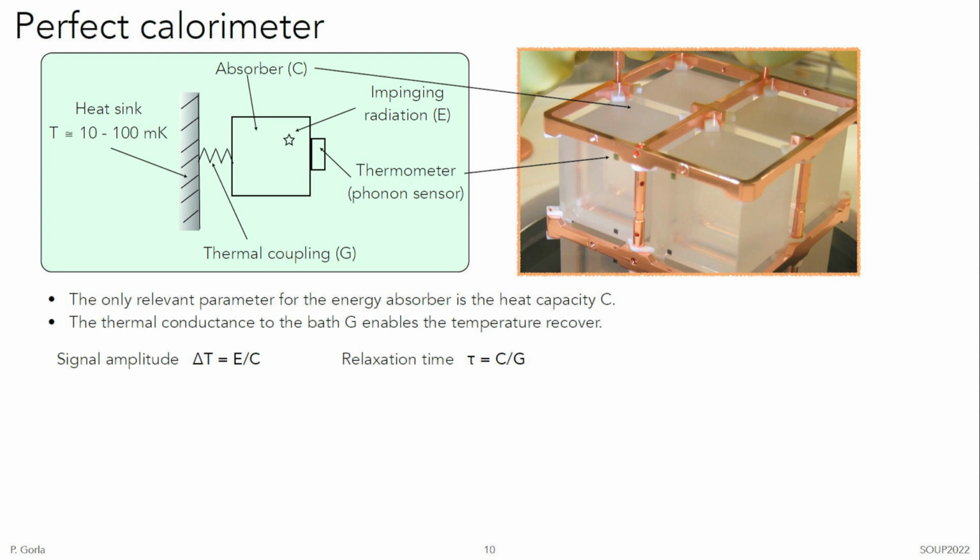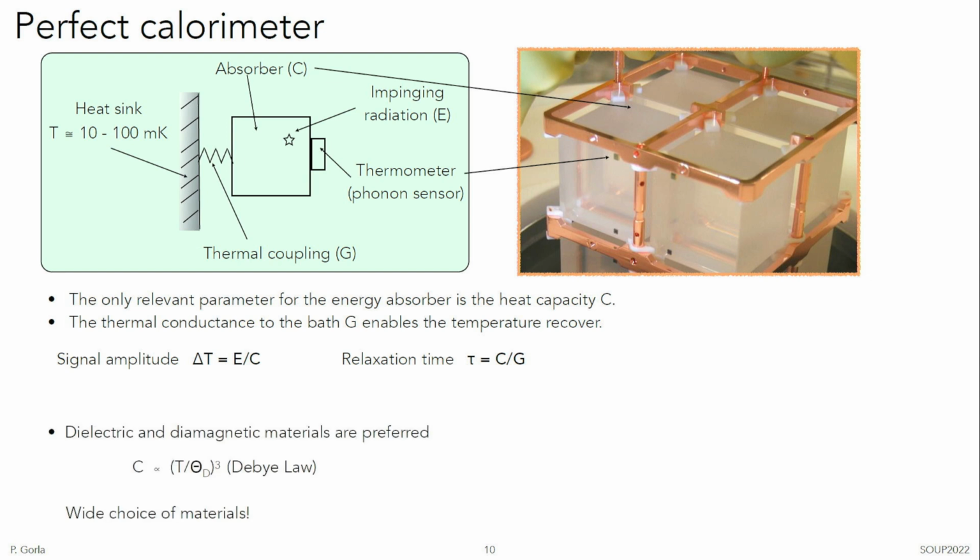So, in this kind of configuration, the real relevant parameter in a simplified model, to be able to measure the energy, is the heat capacity. And the thermal conductance to the bath enables the temperature to recover. So you have a signal amplitude which is given by the energy over the heat capacity of the material, and you have a relaxation time that is given by this heat capacity and the coupling.